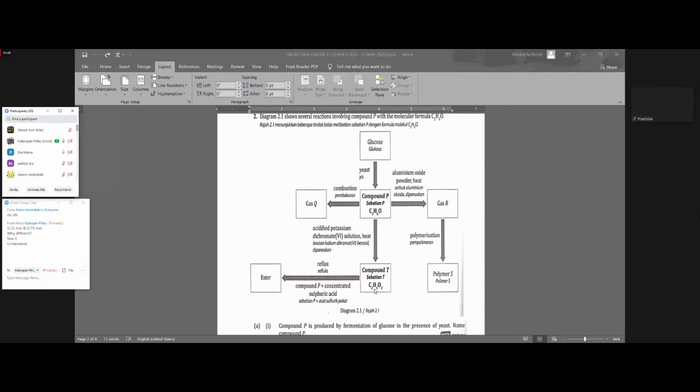Okay, ethanoic acid. Okay, ethene. Remember here, ethanol becoming ethene. Polymerization. So polymer S must be polyethene, or polyethene also. Remember we learned that, polymer. Okay. Then this one here, ethanoic acid.